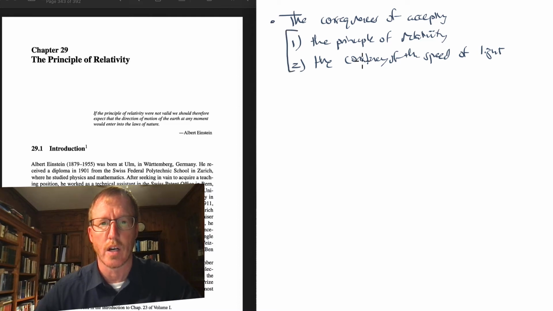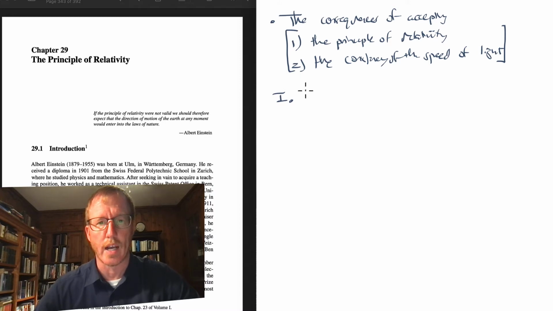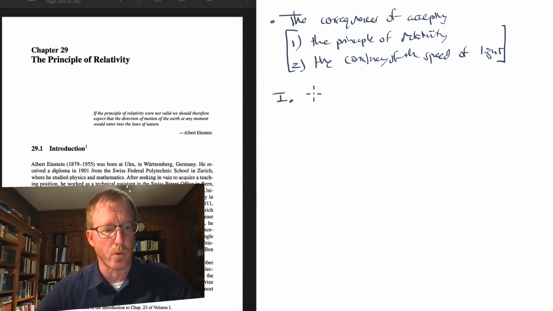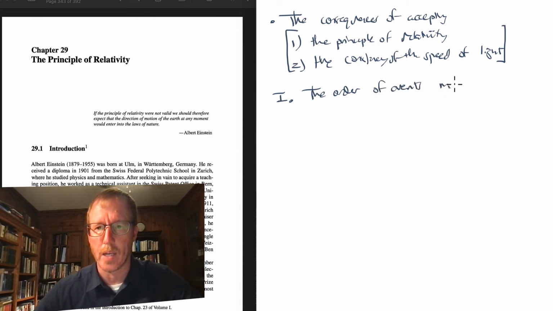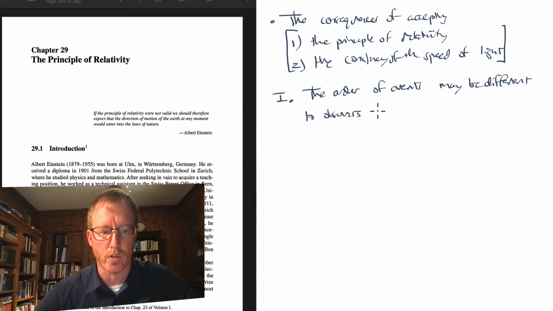So these are the assumptions of Einstein's theory of relativity. And what are the consequences? Okay, so the first consequence, I'm just going to name a few of these, and then over the next several lectures I'll talk about these in more detail. First is that the order of events may be different to observers who are in motion relative to one another. So I'll just say this and I'll explain what I mean by this. The order of events may be different, as measured by observers, to observers who are in motion relative to one another.